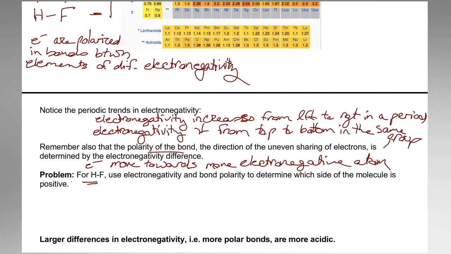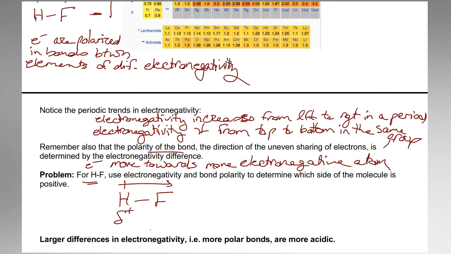So let's come back to HF. In HF, we want to use electronegativity and bond polarity to decide which side of the molecule is positive. We've seen already that the electronegativity of fluorine is higher than that of hydrogen, so the hydrogen side is the more positive side of this molecule. So this is already giving us a hint as to how we should think about how bond polarity affects acidity.